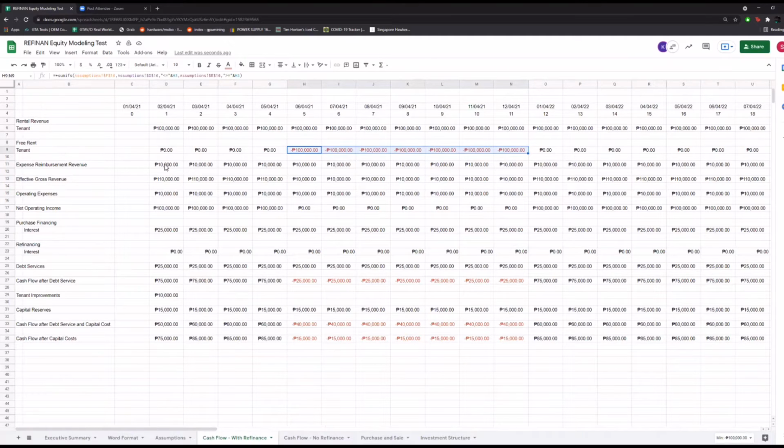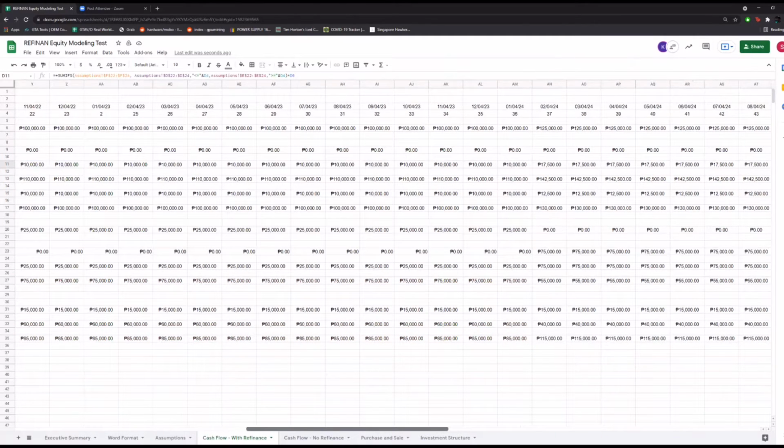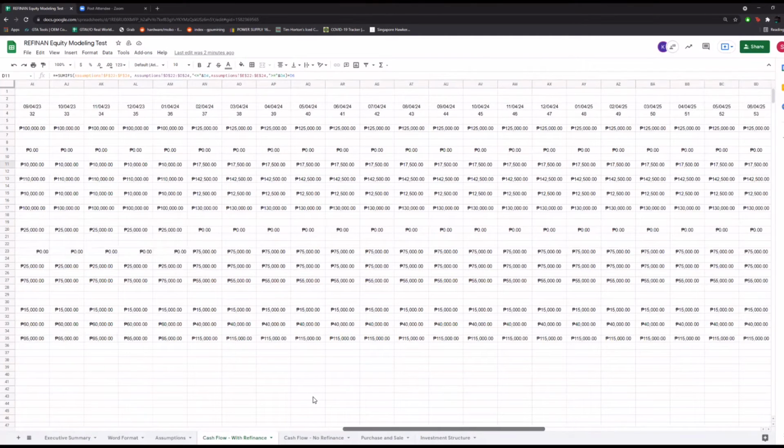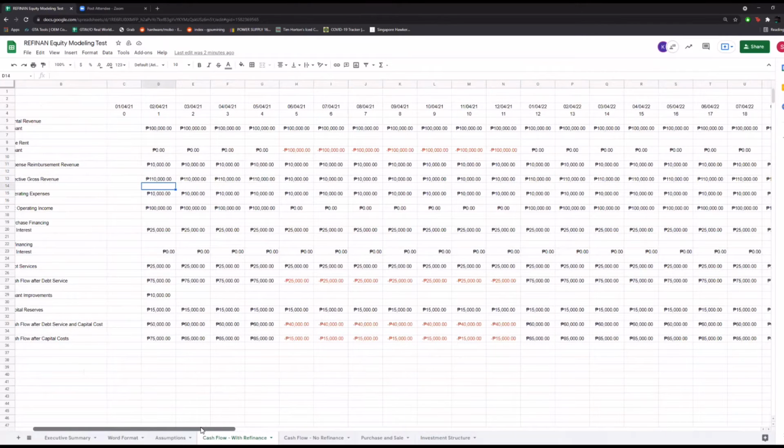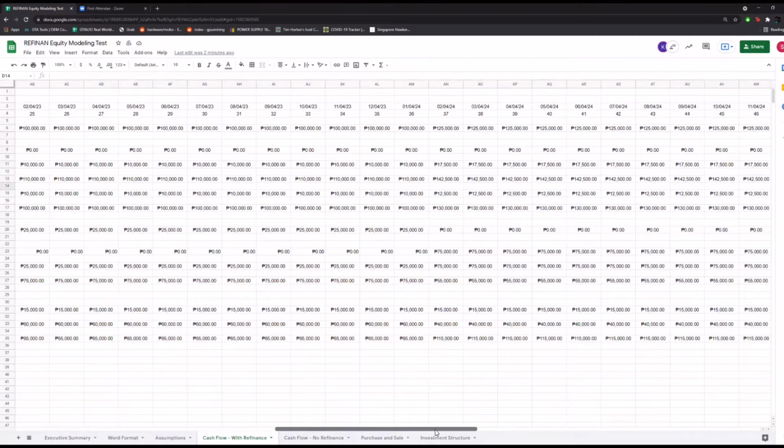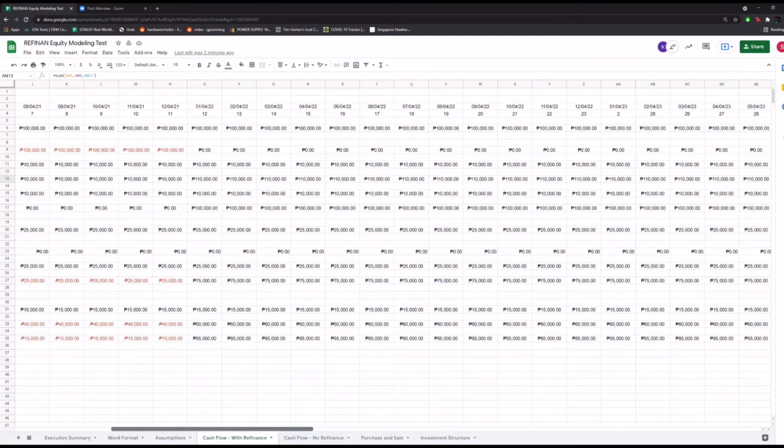For our expense and reimbursement revenue, this is 10,000 pesos all the way until the 36th month, and it changed on the 37th month to 17,500 pesos until the 72nd month. In our effective gross revenue, we have 110,000, which is basically the sum of these three. So it's 110,000 from the first to the 36th, and it's 142,500 all the way until the 72nd month.